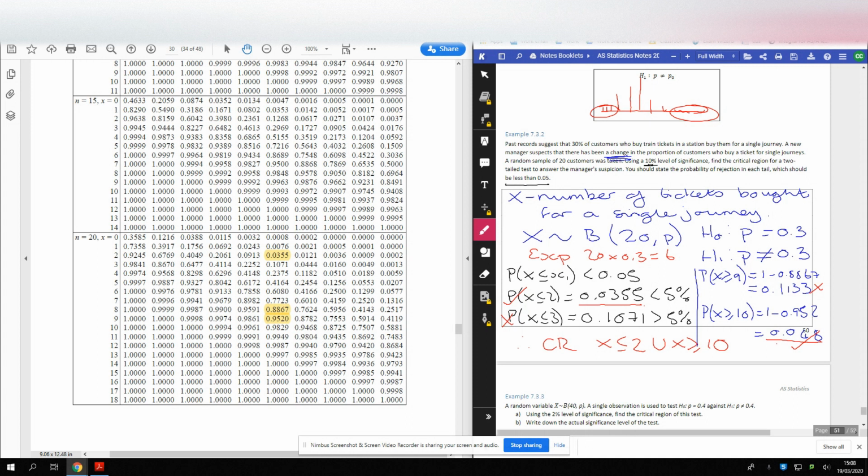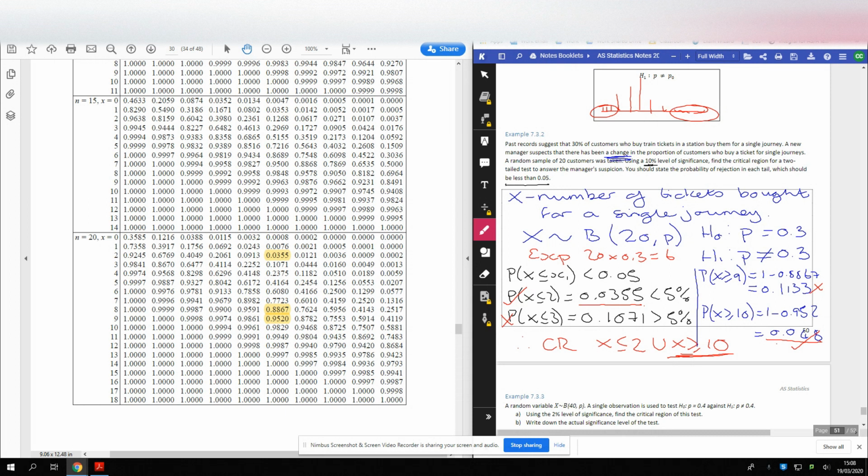So that would be my final answer for that critical region. If then the question went on to say that the manager noticed that 11 single tickets have been bought, because 11 lies within this critical region here, we would then say that we could reject the null hypothesis, and this suggests there has been a change in ticket sales.